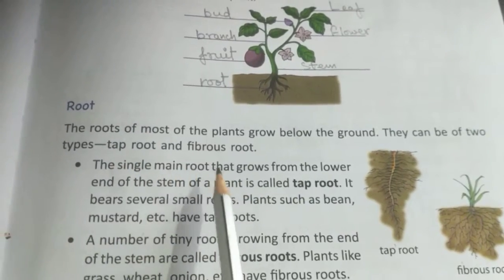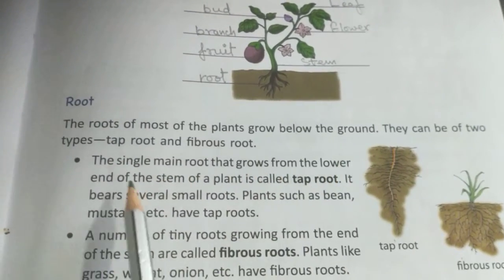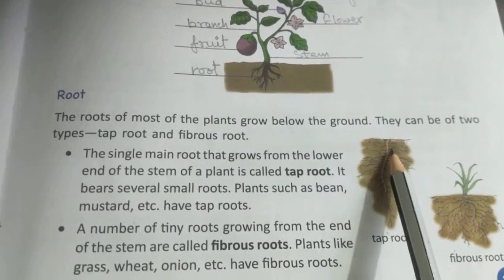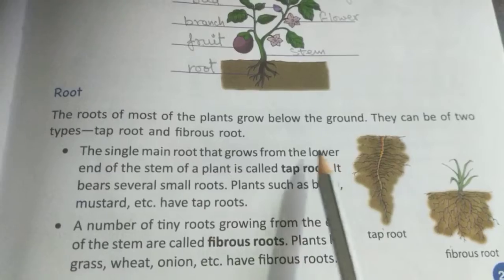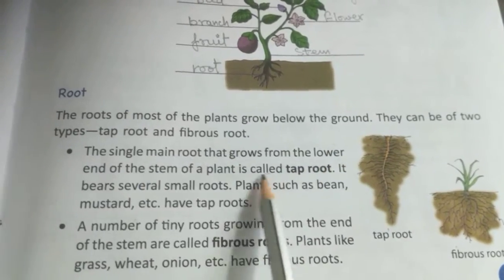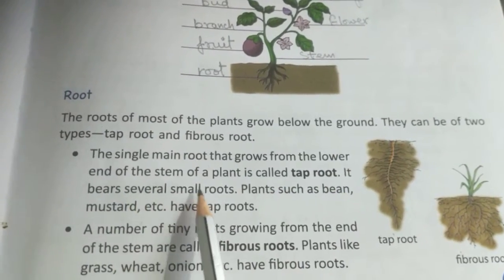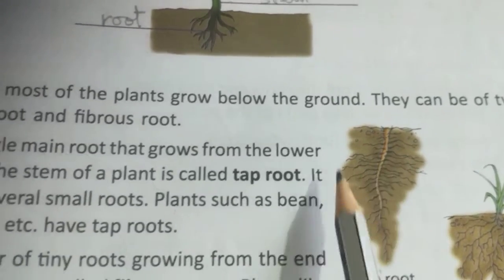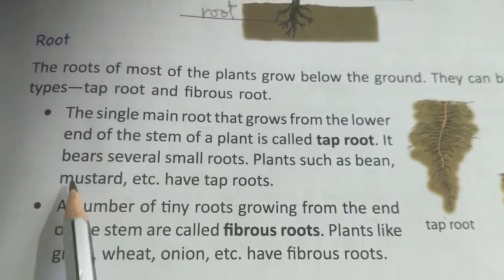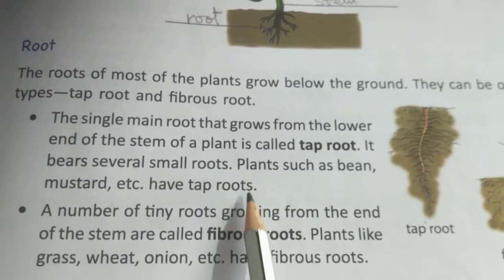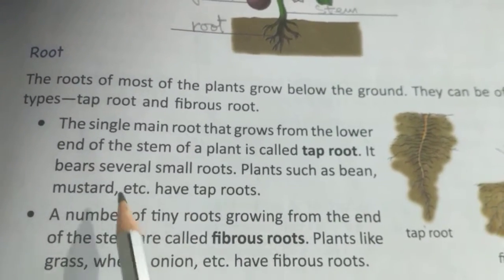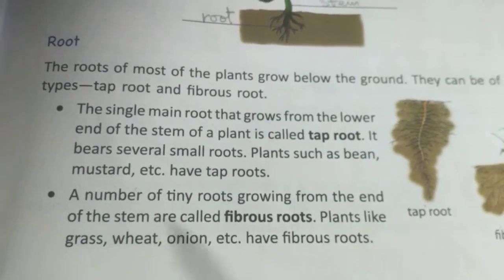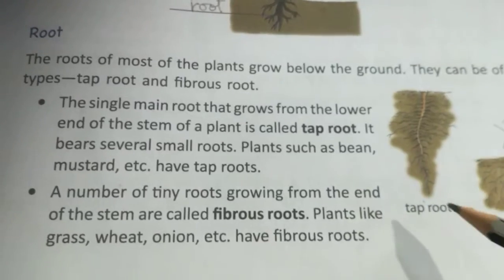The single main root that grows from the lower end of the stem of a plant is called the taproot. It bears several small roots, as you can see in the picture over here. Plants such as bean and mustard have taproots. There are other plants also which have taproots.